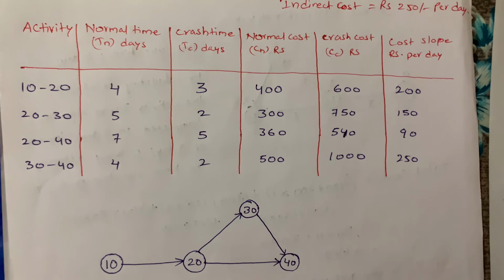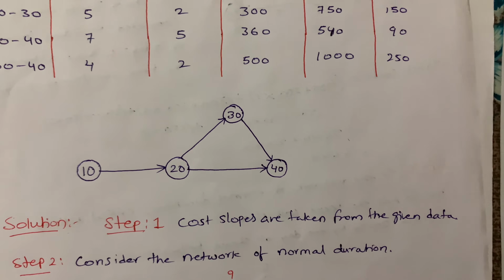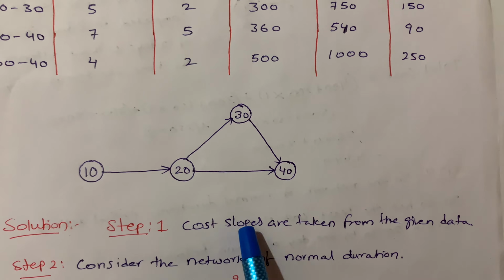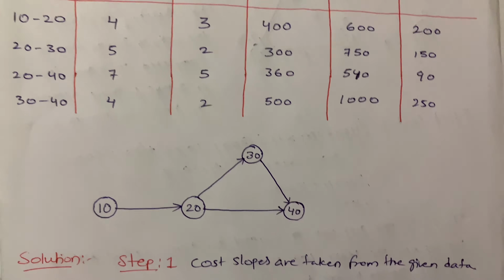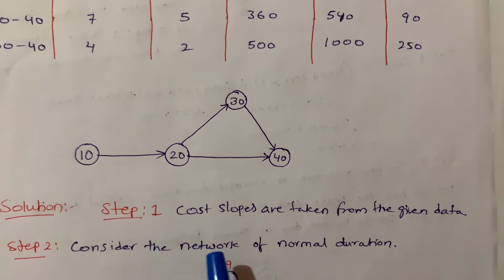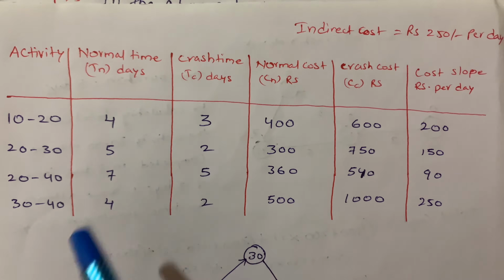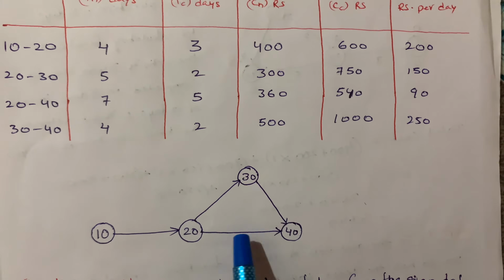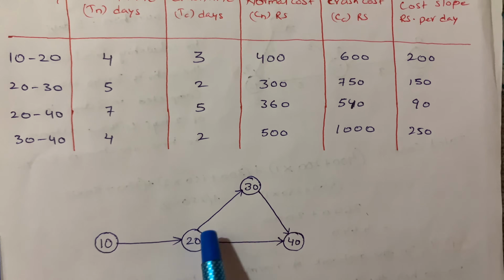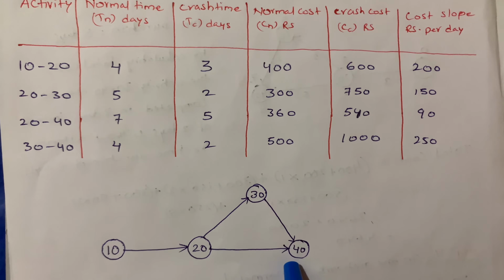Okay, so first we are going to follow these steps. Step 1: cost slopes are taken from the given data. Step 2: consider the network of normal duration. So first we have to consider the network for the normal duration. This is the given network: 10 to 20, 20 to 30, 30 to 40 and 20 to 40.